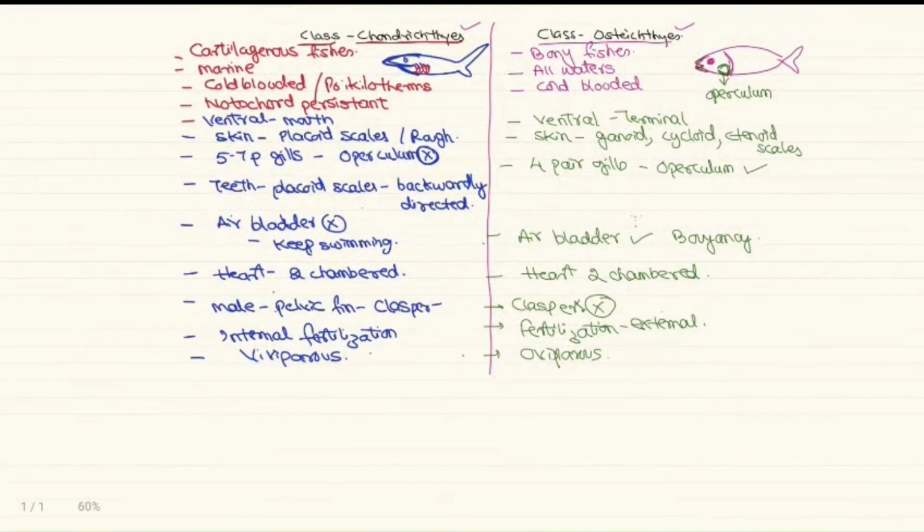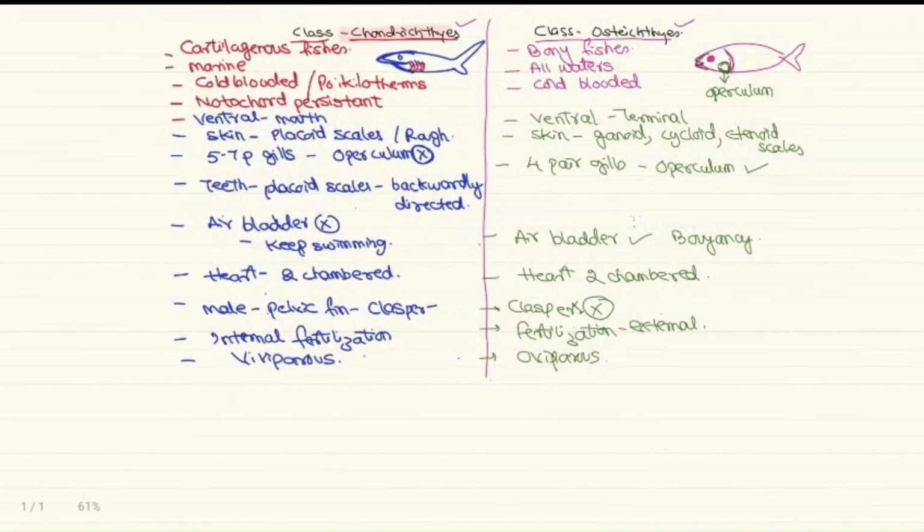So let's see the characters of the chondrichthyes and osteichthyes. So chondrichthyes are cartilage fishes, whereas osteichthyes are bony fishes. Chondrichthyes are present only in the marine waters. Bony fishes are present in all type of waters. The common characters, both are cold-blooded, that is poikilotherms. In the chondrichthyes, like sharks, the mouth is present on the ventral side. In the osteichthyes, it is in the terminal region.